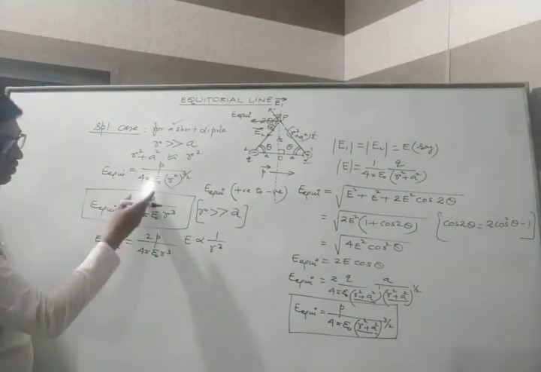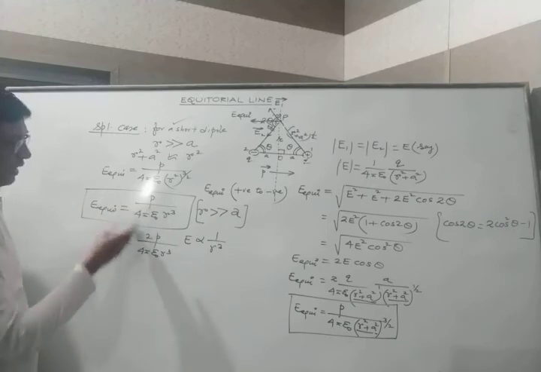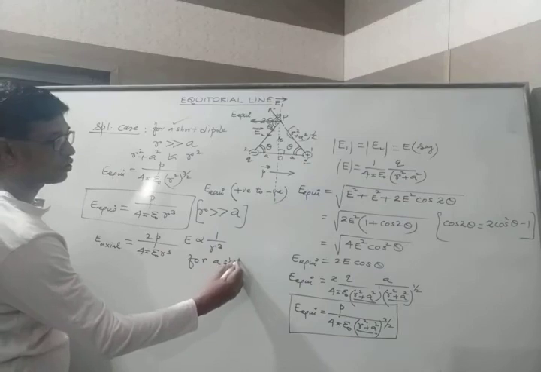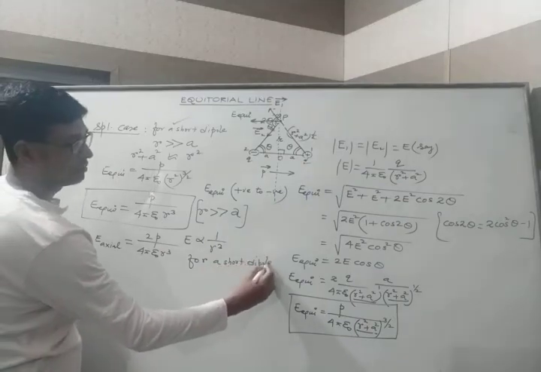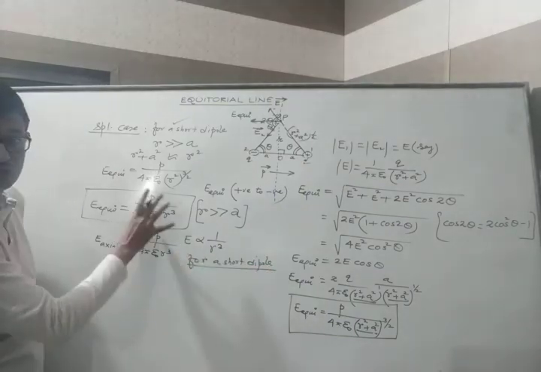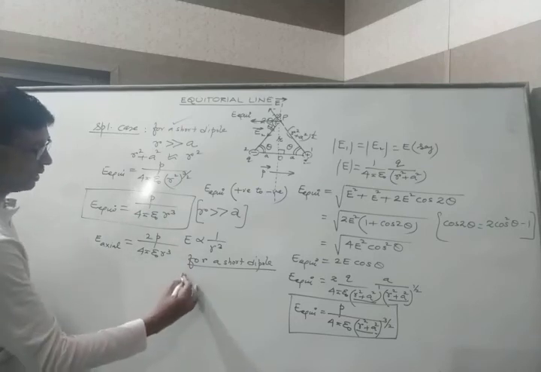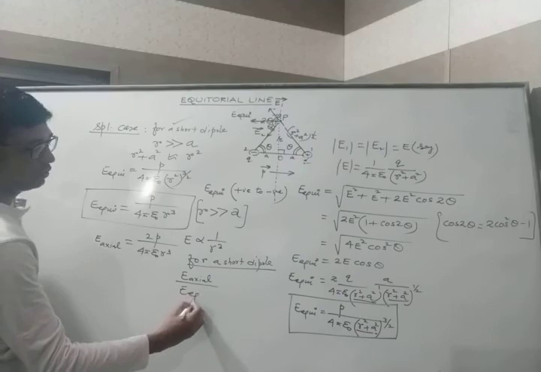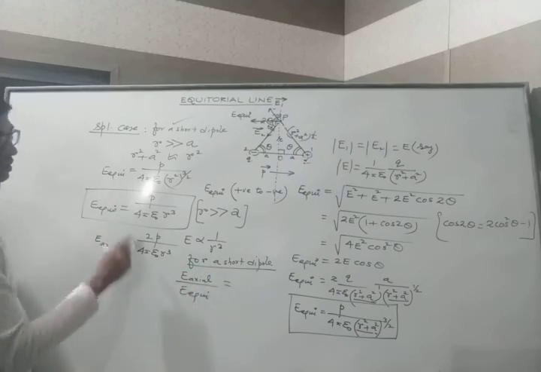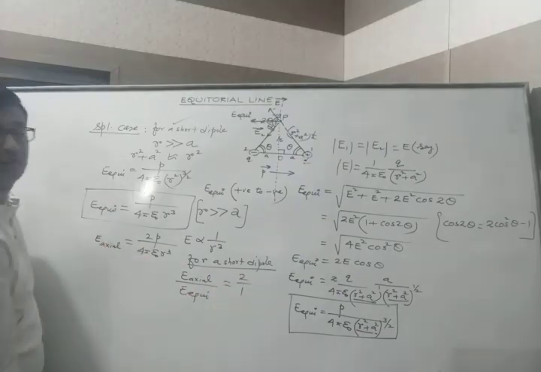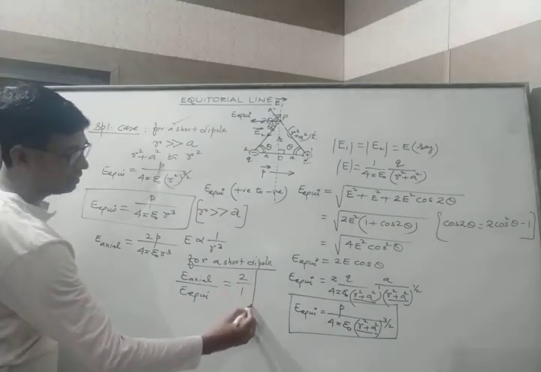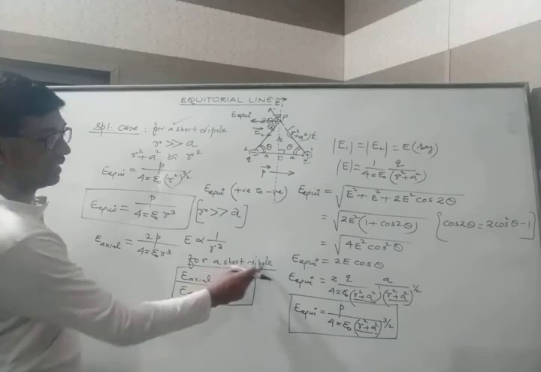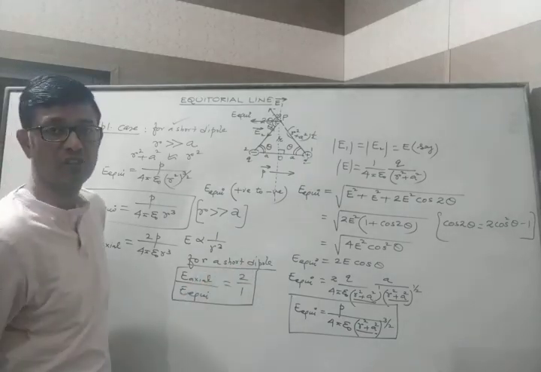So let's find out the relationship between these two. Right? If you divide these two, what do you get? This is a very, very important result for a short dipole. I'm stressing on this, only for a short dipole it is valid. For a short dipole, E axial divided by E equatorial, if we divide these two, we get 2:1. So E axial is equal to twice E equatorial, only when the electric dipole under consideration is short.